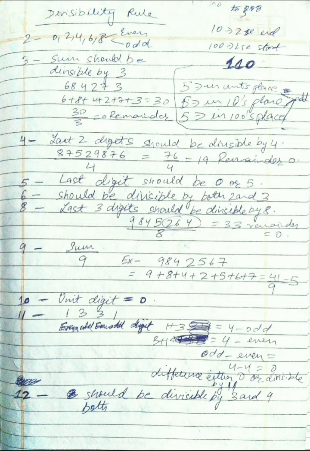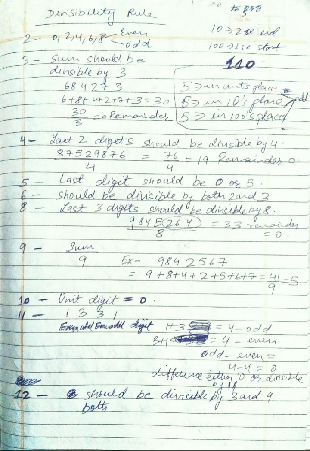Now we will look at the divisibility rule for 4. In case of 4, the last two digits should be divisible by 4. That is, if the number is 87529876, we will not divide the whole number, but just the last two digits by 4, that is 76 by 4. The quotient is 19 and the remainder is 0. So it will be divisible by 4.